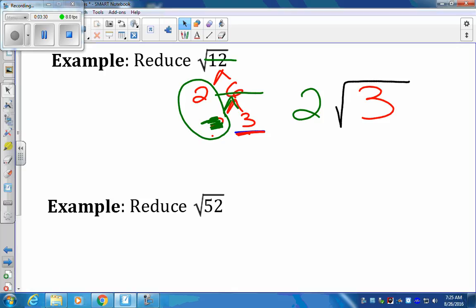All right, so my final answer is 2 square root of 3. Okay, because remember, when I broke this 12 down, I had 2, 2, and 3. If I were to multiply those together, 2 times 2 times 3, that gives me the 12. Okay, so I'm just changing the numbers that I'm working with. They're all equivalent to each other.